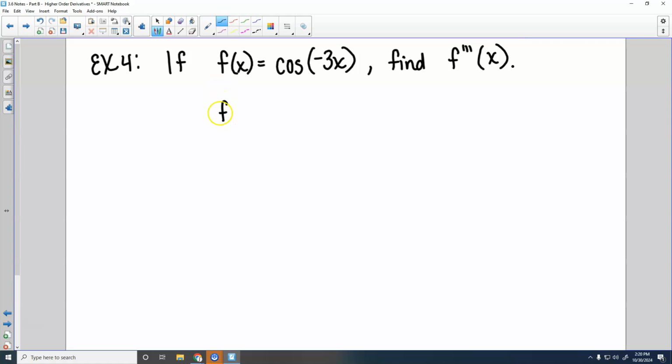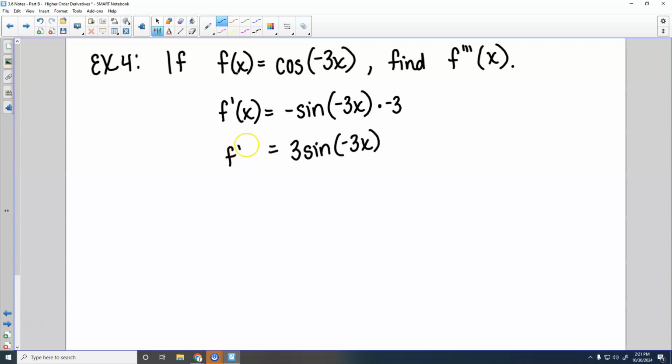So f prime of x, what's the derivative of cosine? It is negative sine of, keep the stuff on the inside the same, but what do I have to multiply that by? Negative 3. So if we clean that up a little bit, we get 3 sine of negative 3x. That's our first derivative.